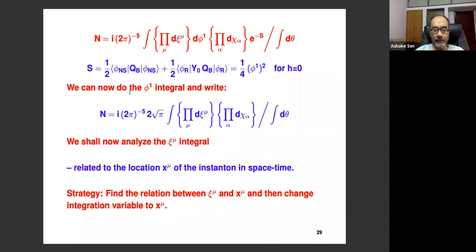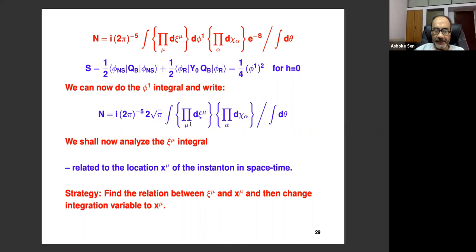So at least we can do the phi 1 integral now. This is a Gaussian integral, and we arrive at a result like this. So these are now the collective modes. These will be identified as the collective modes after some normalization. These will be done at the end, and we'll see how to do this.